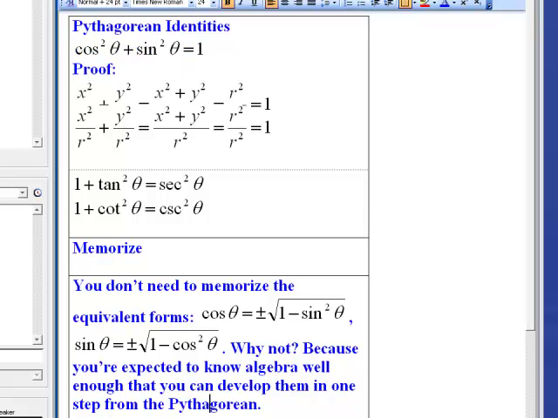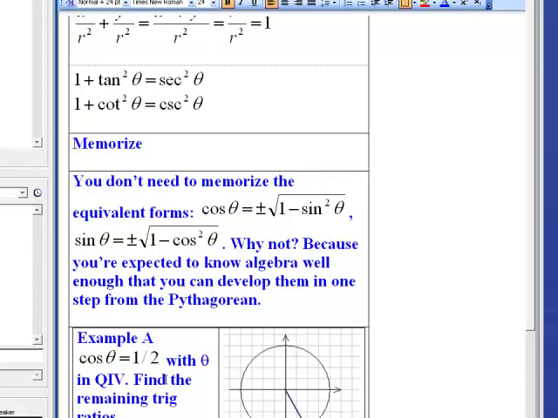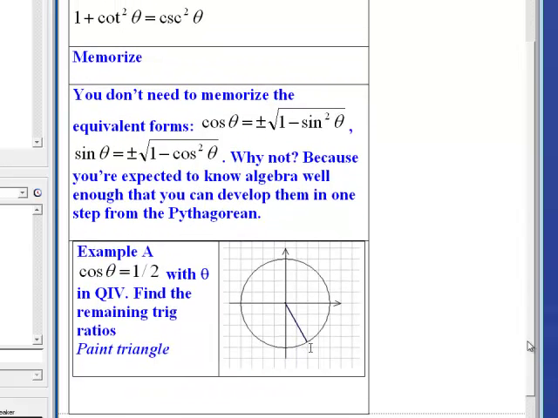Here's an example with cosine theta equals 1/2 as a given. Determine, with theta in quadrant 4, the remaining trig ratios. So we have that cosine theta equals 1/2. How are we going to do that?